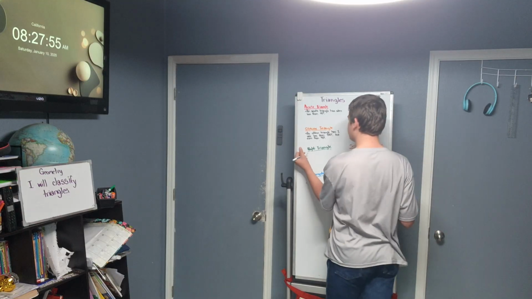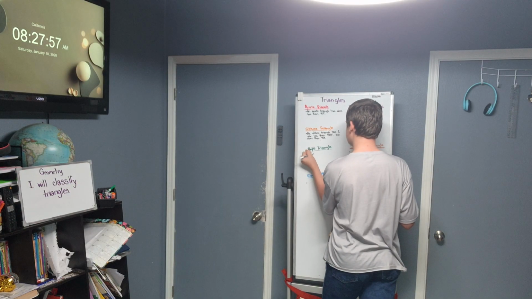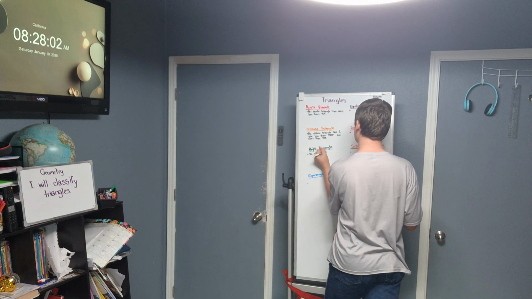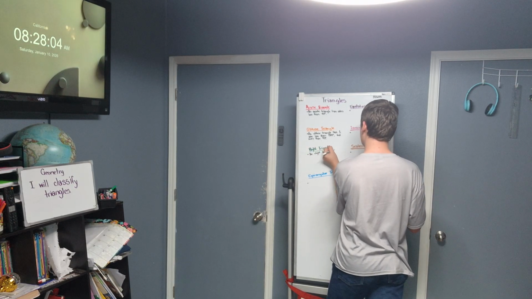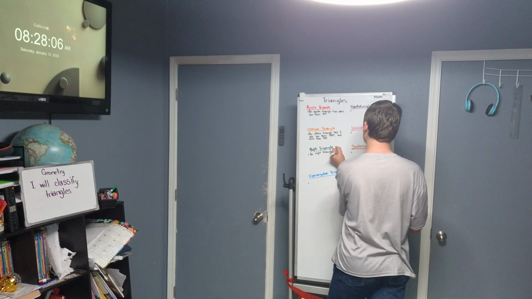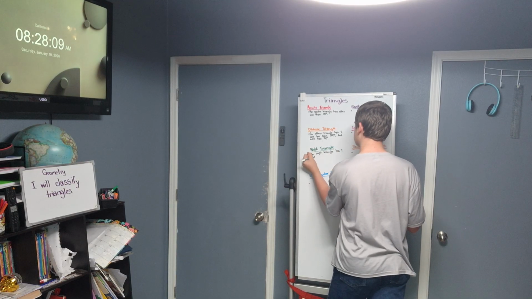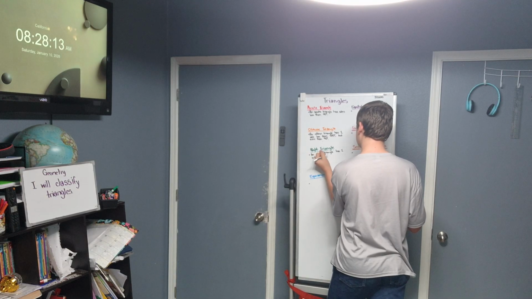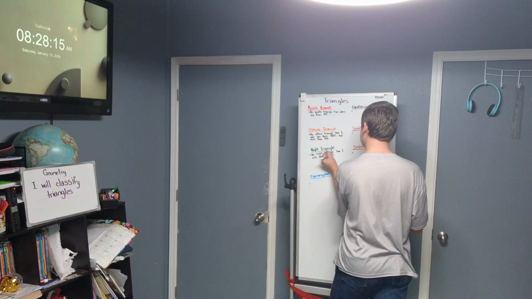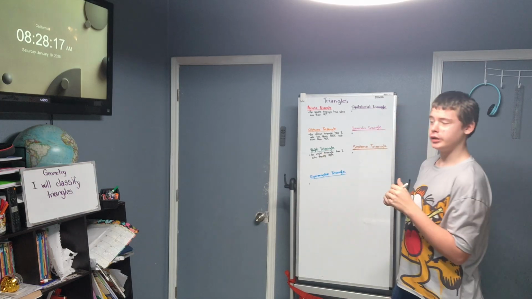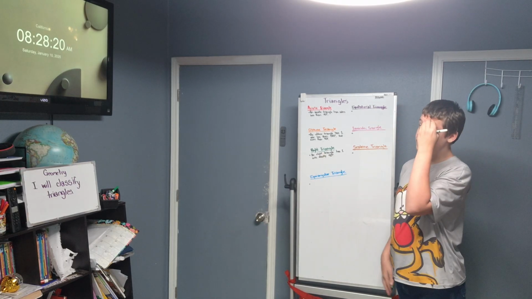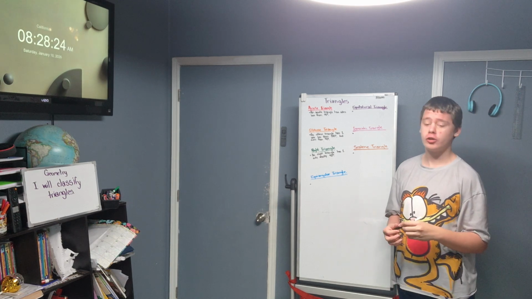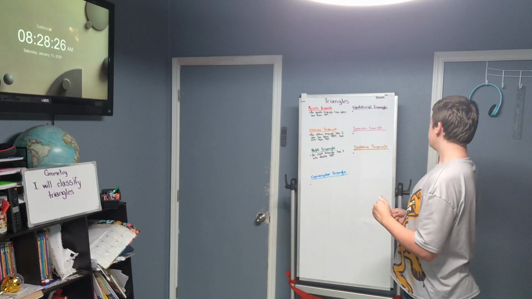So a right triangle has one side exactly 90 degrees. So the interior of a triangle has 180 degrees.